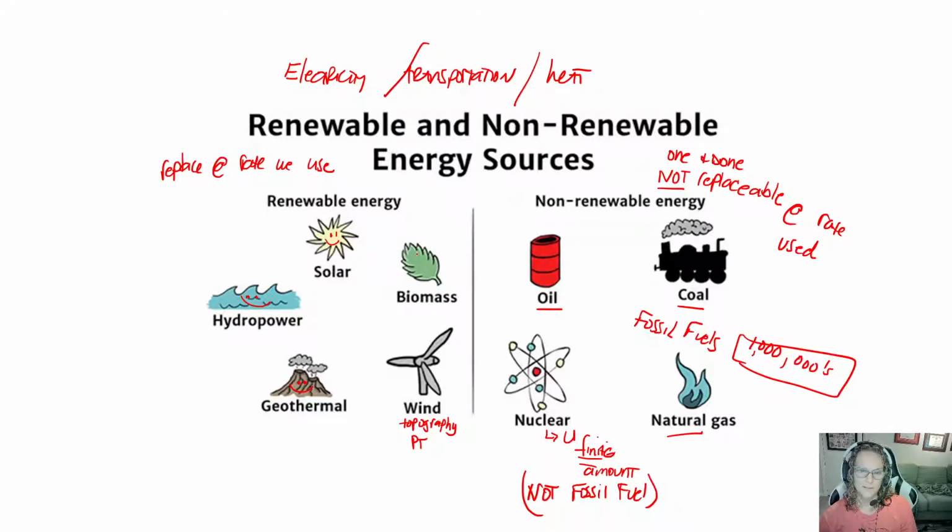And then biomass, we can take plants, and we have to be careful with this one because if we overtake, then it could become on this side. So we have to be careful how we use some of these resources on the renewable side so they don't get shoved over to renewable or to non-renewable.